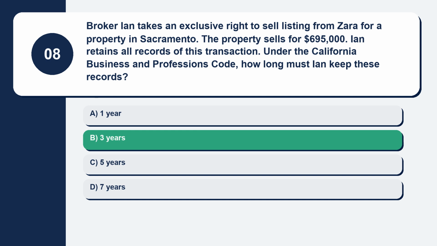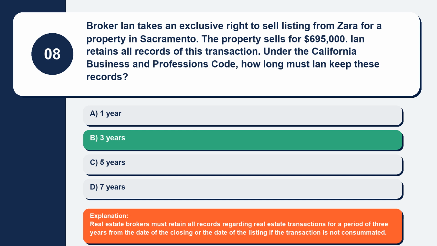3 years. Explanation: real estate brokers must retain all records regarding real estate transactions for a period of 3 years from the date of the closing or the date of the listing if the transaction is not consummated.